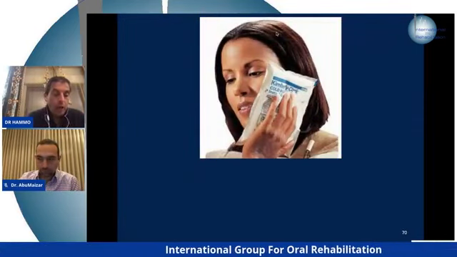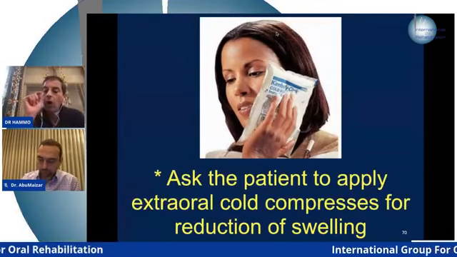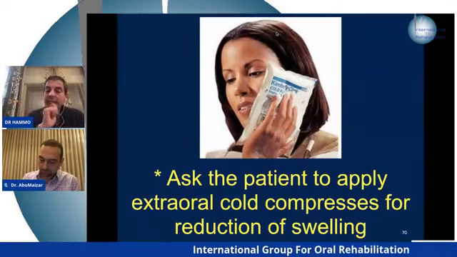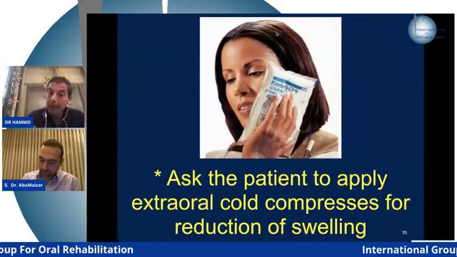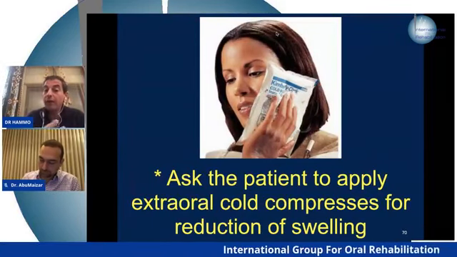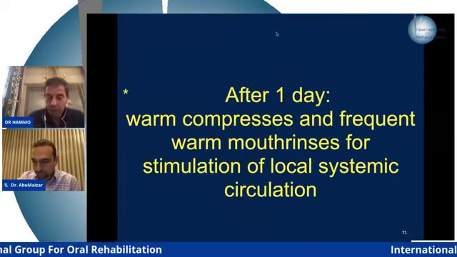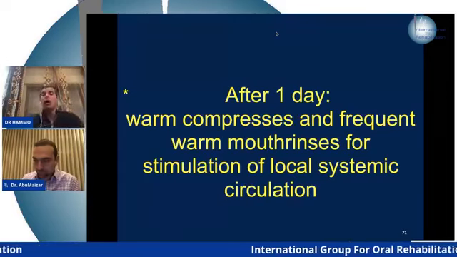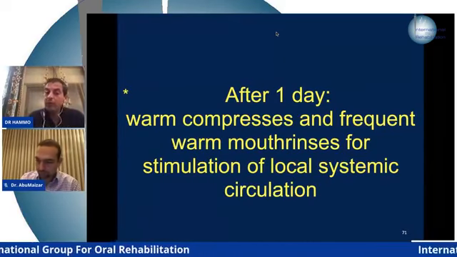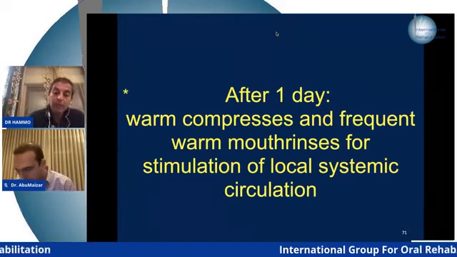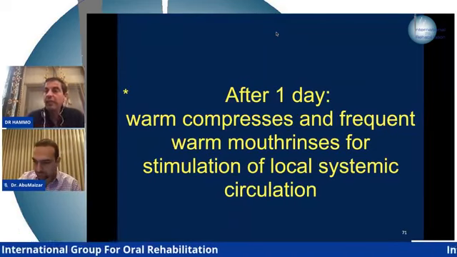Now, what we will tell the patient is the following. When you go home, I want you to apply an extraoral cold compress for reduction of swelling. So today, apply cold ice on your face to reduce the swelling. Then tomorrow, or after one day, I want you to apply a warm compress and frequent warm mouth rinses. Why? Because I want to stimulate local circulation and activate vascularization.